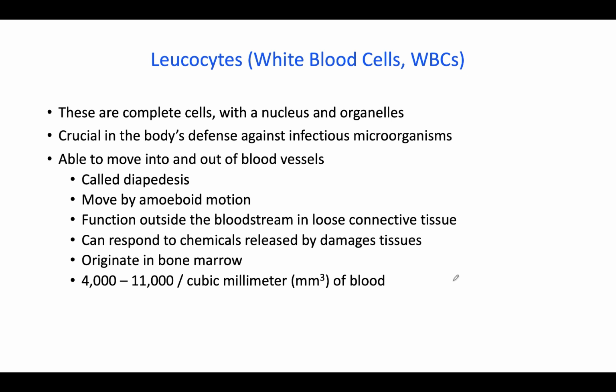What does leukocyte do once they move from blood vessel to tissue? The function of a white blood cell is to protect the body against invading microorganisms and remove dead cells and debris from the tissue by phagocytosis. White blood cells originate in bone marrow. There are about 4,000 to 11,000 leukocytes present in a cubic millimeter of blood.